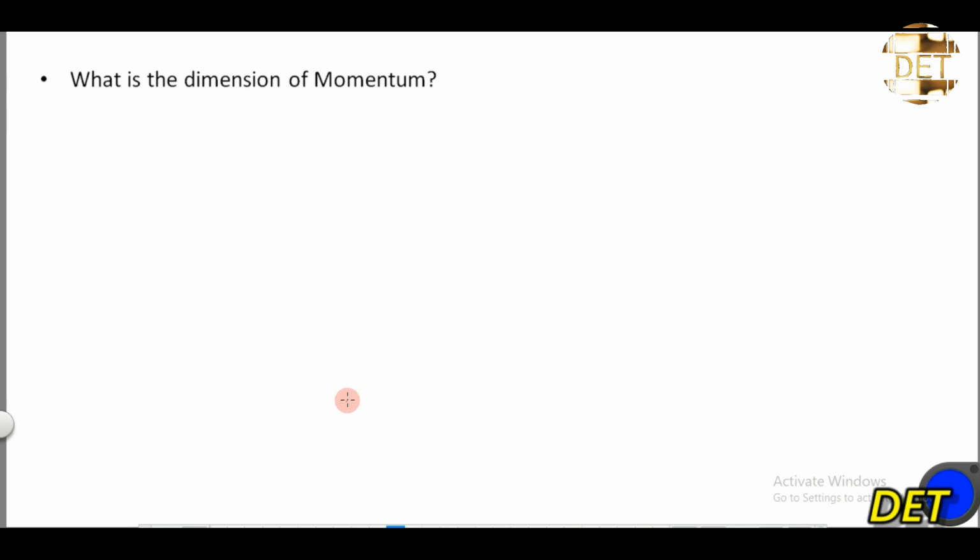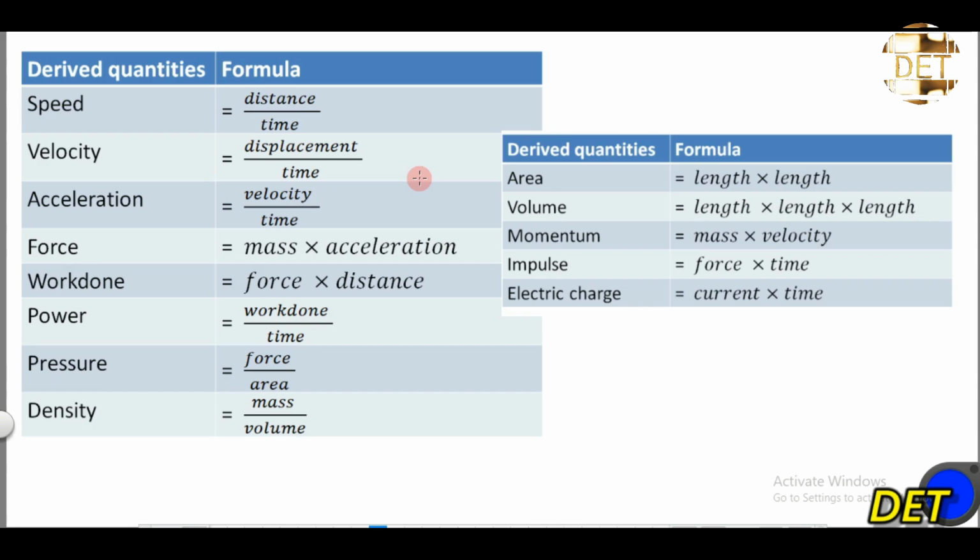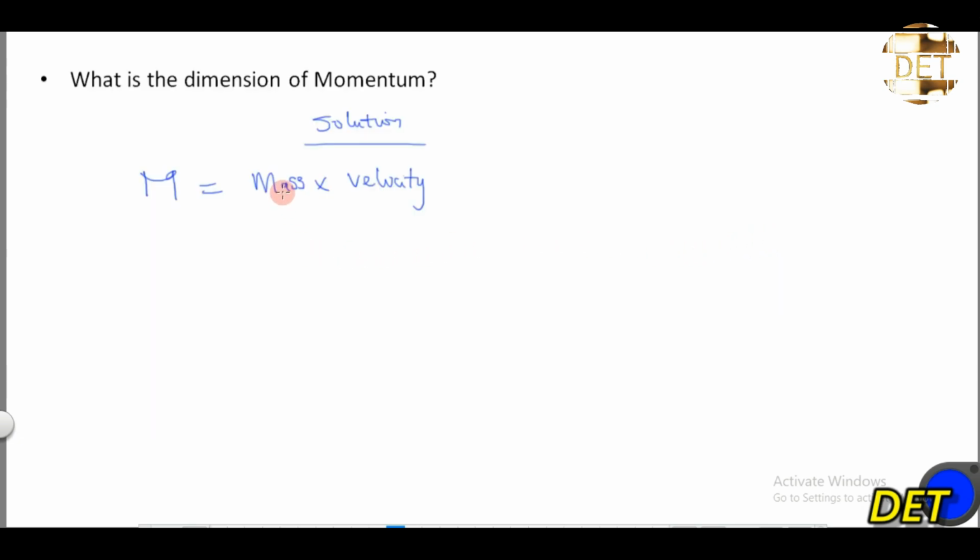So let's look at the last question that we have here. What is the dimension of momentum? Momentum. So the first thing I want to do is to write the formula for momentum, right? So momentum is equal to what? It's equal to mass times velocity. Momentum is equal to mass times velocity, right? So mass is a fundamental quantity, so the dimension is m. Velocity is a derived quantity. So we have to look for the dimension of velocity.